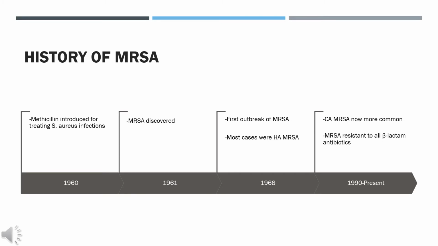Up until 1990, most MRSA infections occurred in people who had contact with healthcare settings such as hospitals. This is referred to as HA-MRSA. Today, however, MRSA infections can be seen in previously healthy people. These people get infections from their community, referred to as CA-MRSA.